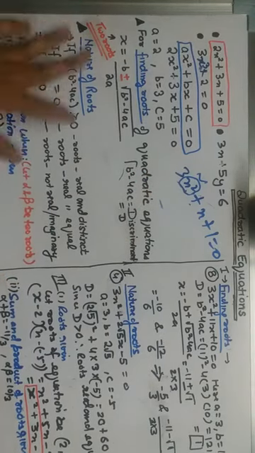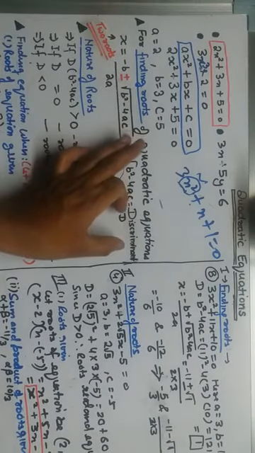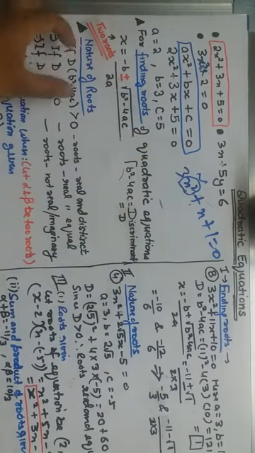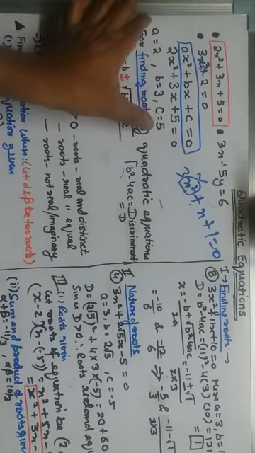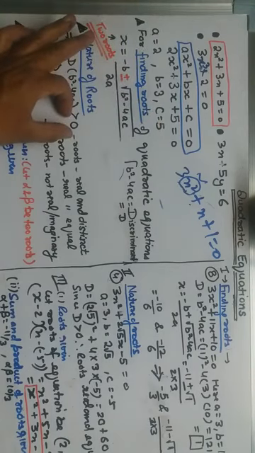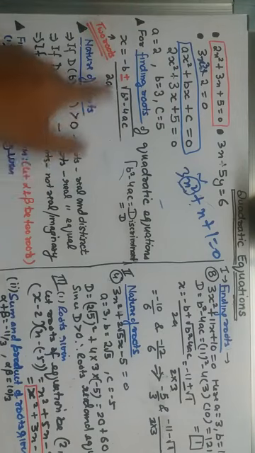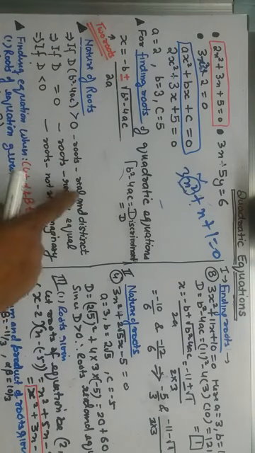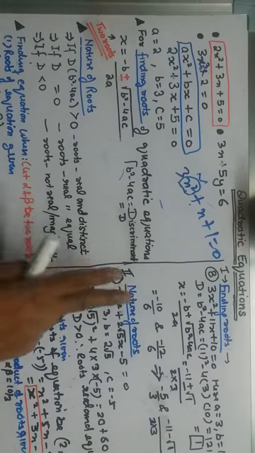Now, how to find the nature? Use this formula which we have described as discriminant, b square minus 4ac. From this a, b, c value, if the value of discriminant is coming greater than 0, then the roots, means the two values, will be real and distinct. Distinct means the two values will be different, not same.